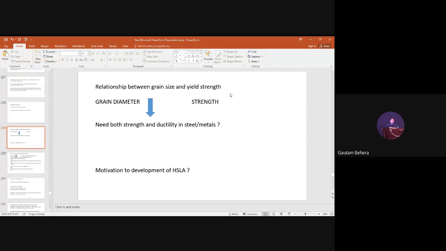This expression relates the yield strength of the material with the average grain diameter. Right? So it is basically saying that the yield strength of the steel increases with decreasing average grain diameter. So as the grain diameter decreases, the yield strength increases. Fine. So yield strength will increase.